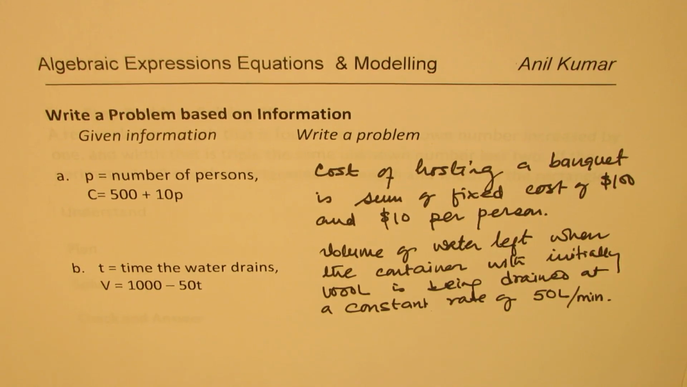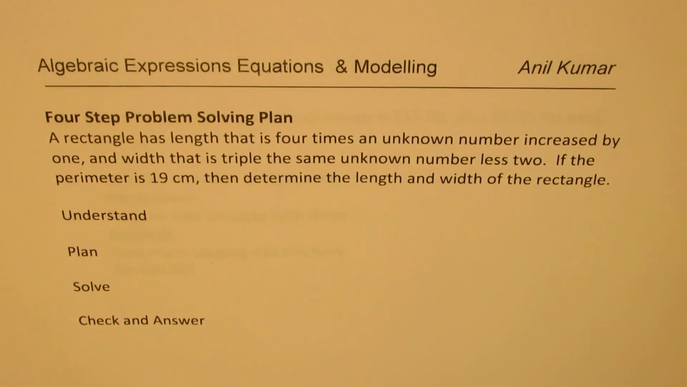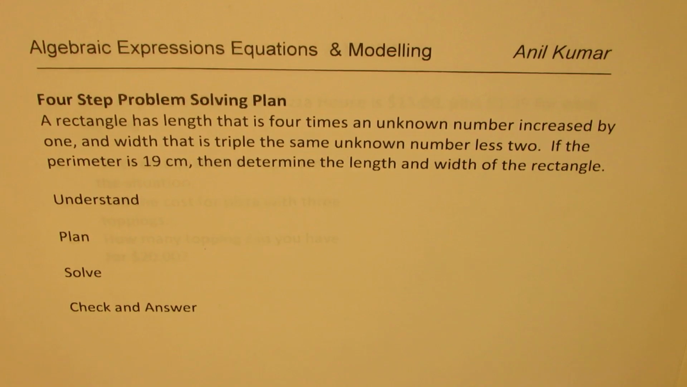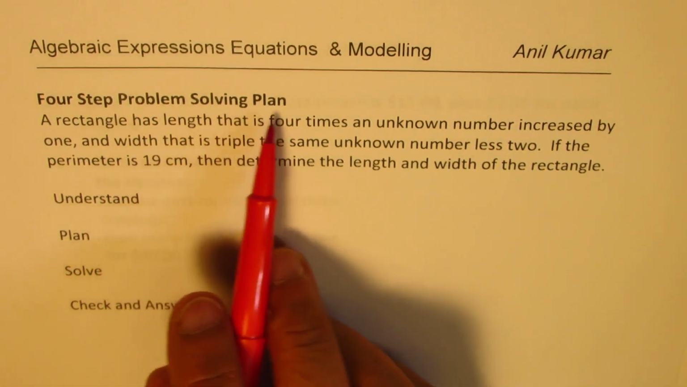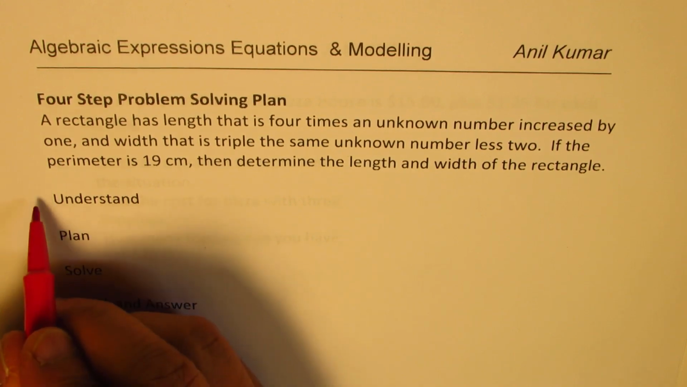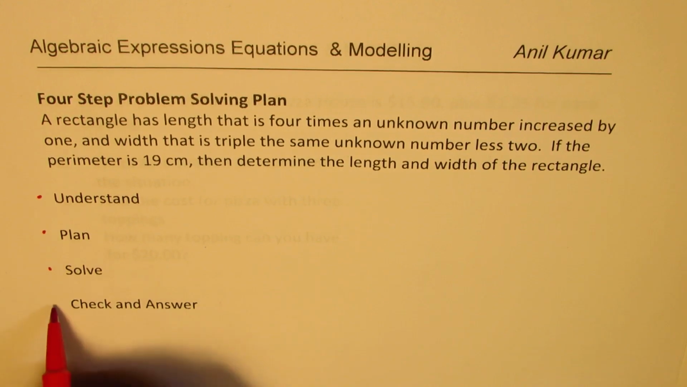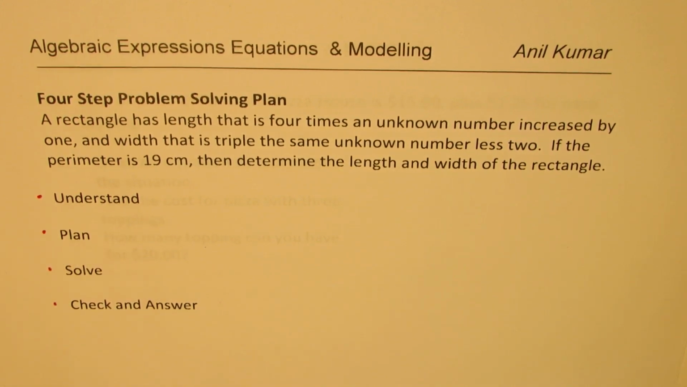So that is a foundation for understanding a word problem. Now, let's take a word problem itself and see how to solve it. Now we'll try to understand the 4-step problem solving plan. So the 4 steps are, first we need to understand the problem, then we have to plan it out, solve, and then check and answer, right? So these are the 4 steps involved in solving most of the problems.